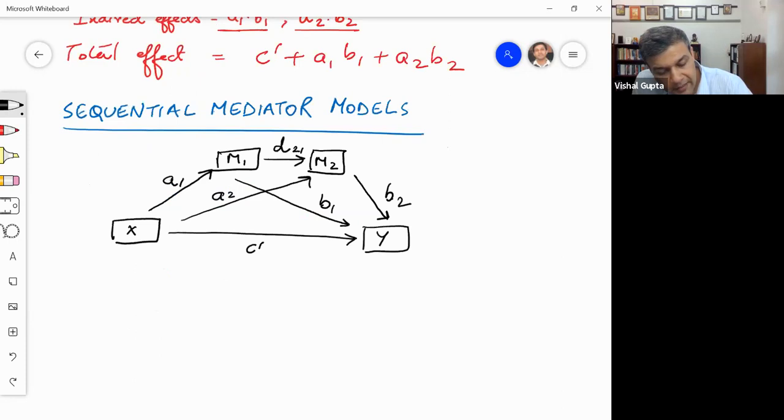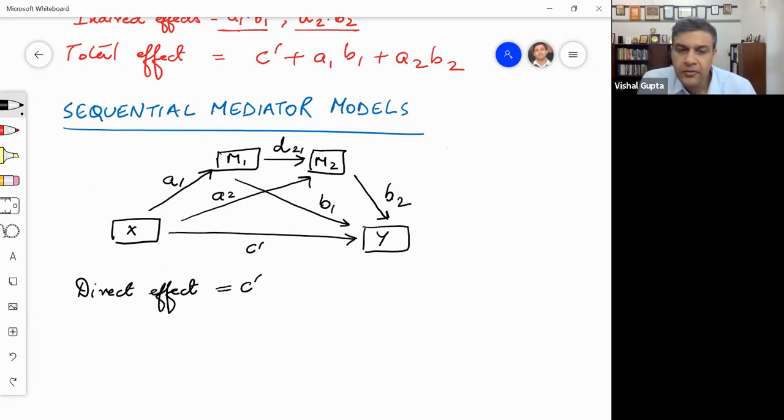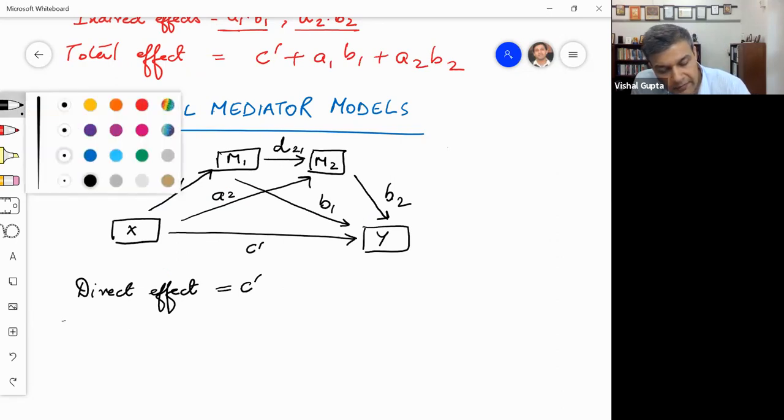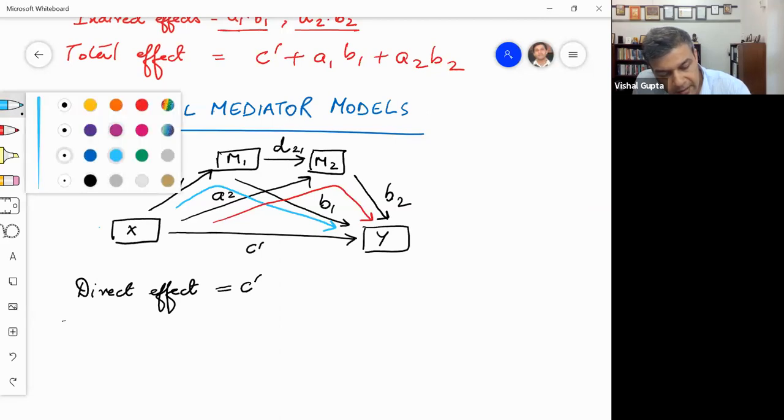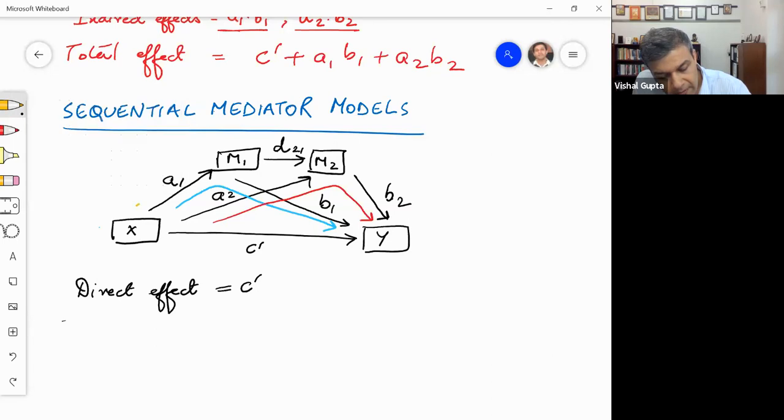So what is the direct effect again? These can all be proved through regression, by writing regression equations. And there are now going to be three indirect effects. The first indirect effect is going to be this, the second indirect effect is going to be this, and then the third indirect effect is going to be all the way from X to M1 to M2 to Y.